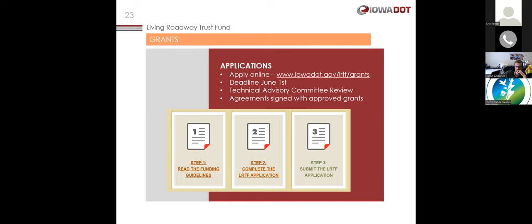The Technical Advisory Committee reviews the grant applications. And per Iowa code, the committee has representatives from the utility industry, the Iowa Academy of Sciences, from county government, from city government, from the private sector, including community interest groups, soil conservation interests, the Department of Natural Resources, and representatives from the county conservation boards.